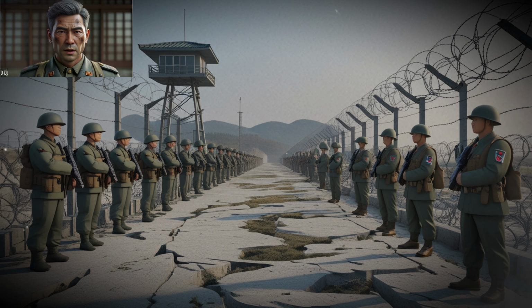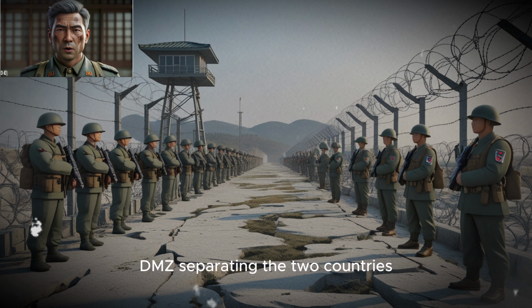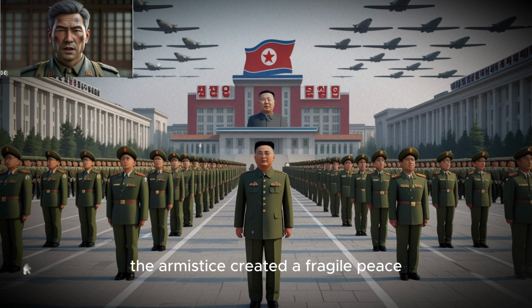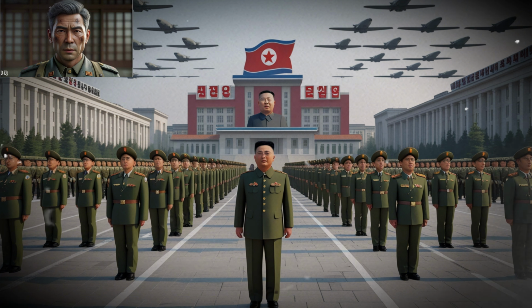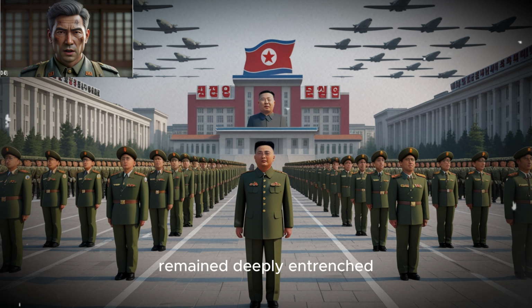The Korean peninsula remained divided along the 38th parallel, with a heavily fortified demilitarized zone, DMZ, separating the two countries. The armistice created a fragile peace, but the political division between North and South Korea remained deeply entrenched.